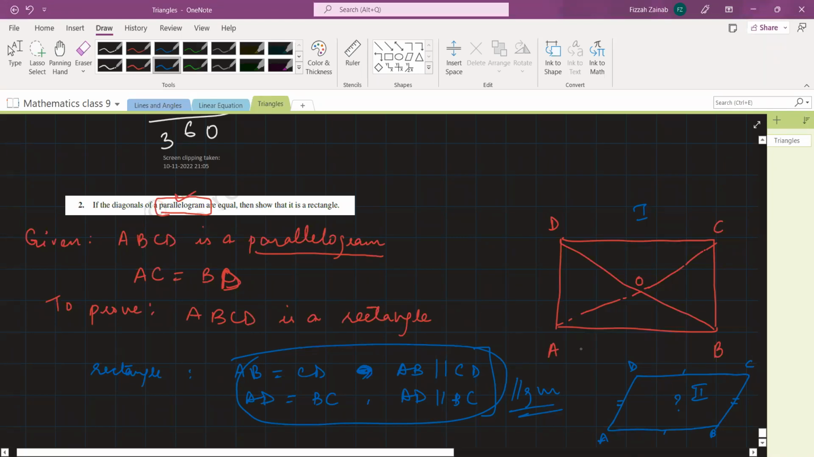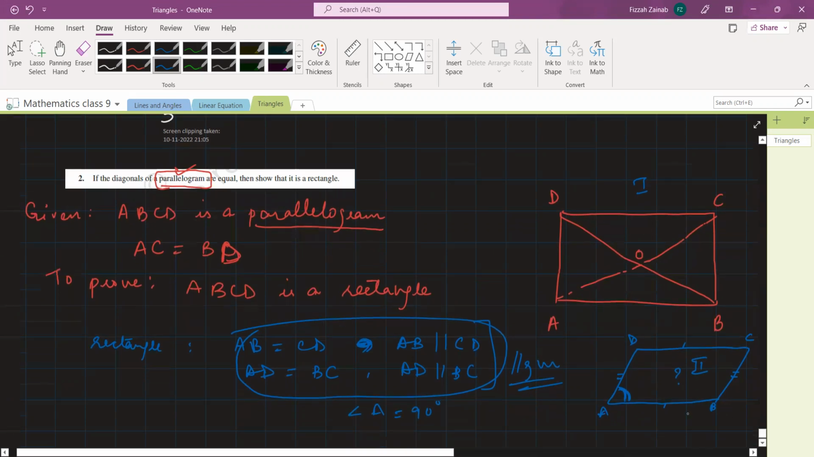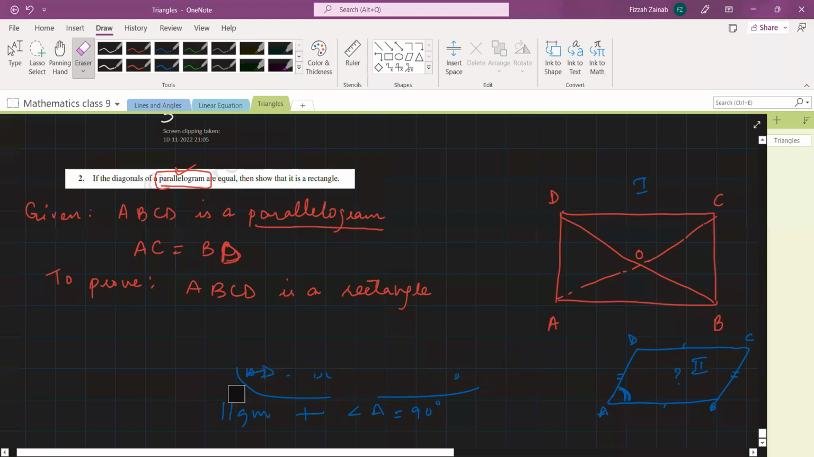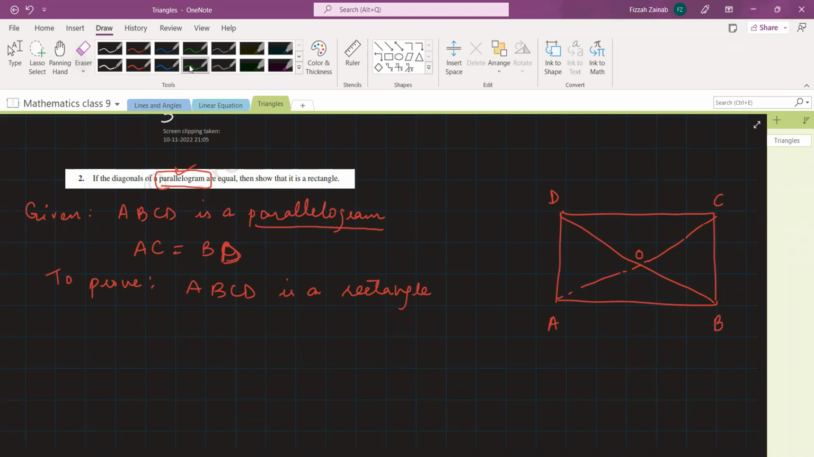See, Zeba, the only difference is that this angle is not 90-degree, right? In a rectangle, I told you one of the angles has to be 90-degree. This is the additional thing, right? So it has to be a parallelogram plus one of the angles has to be 90-degree. Is that clear? So basically, we have to prove that one of the angles of this parallelogram is 90-degree. I mean, any angle, angle A, B, C, D, whichever you want, one of them has to be 90. Is that understood? Right, Zeba? Jesslyn?